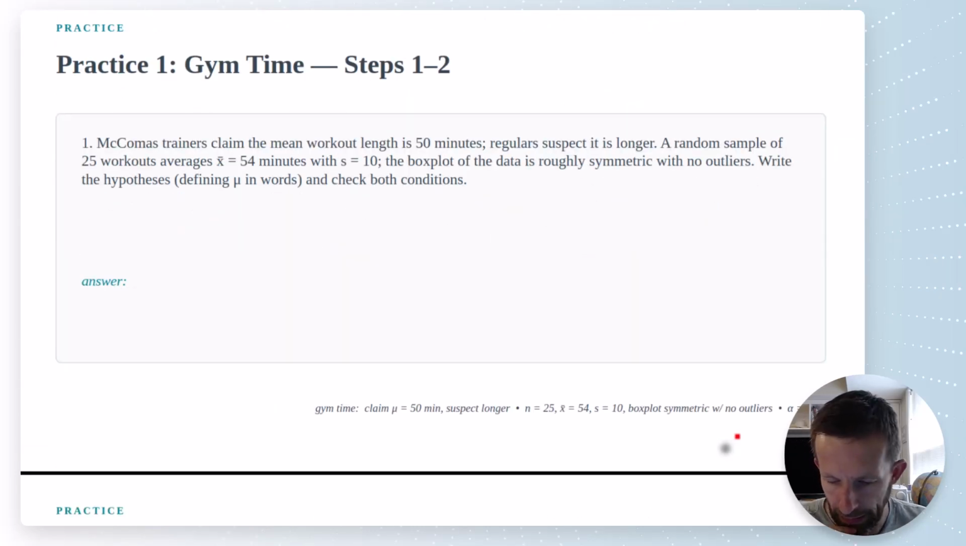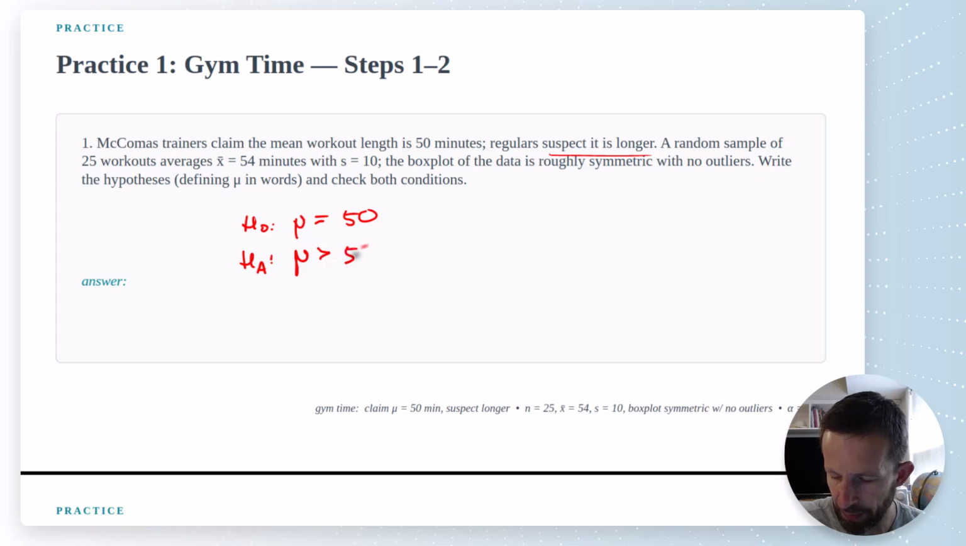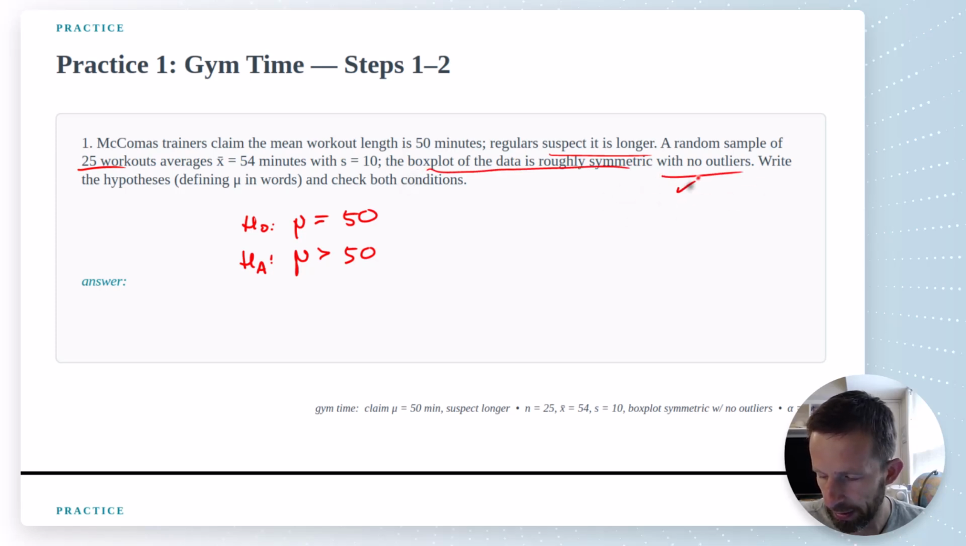So let's look at the beginning of one more example. Macomas trainers claim the mean workout length is 50 minutes. Regulars suspect the times are longer. A random sample of 25 workouts averages 54 minutes with s equal to 10. My sample size is less than 30, but the box plot of the data is roughly symmetric with no outliers, so the large count condition is met.